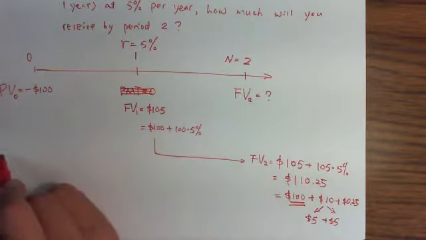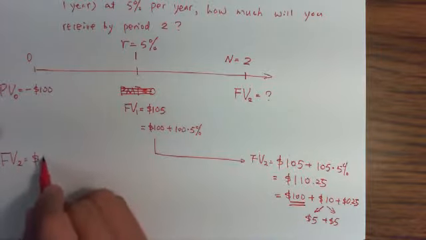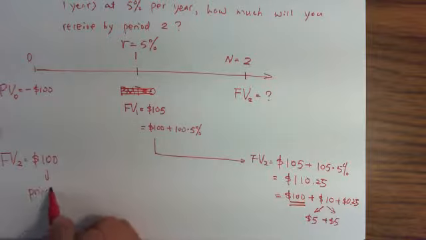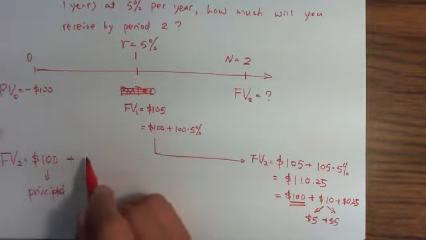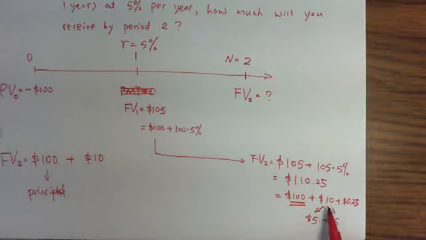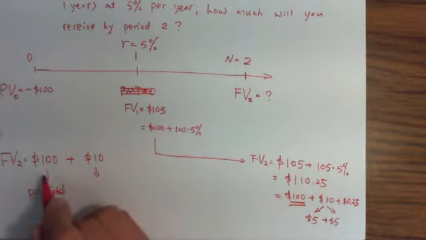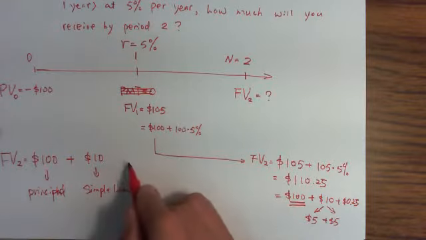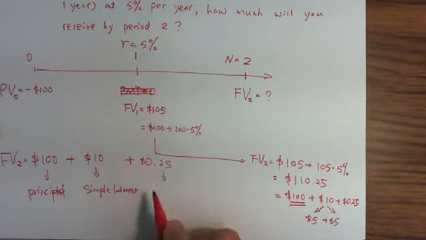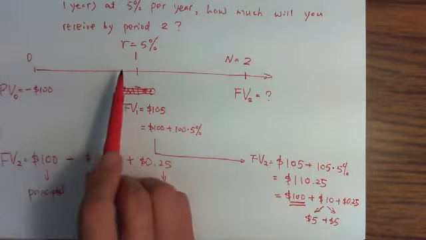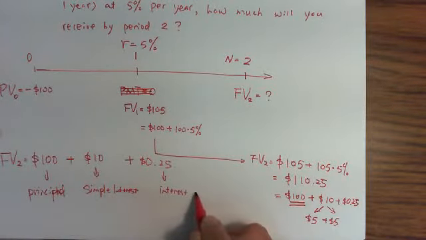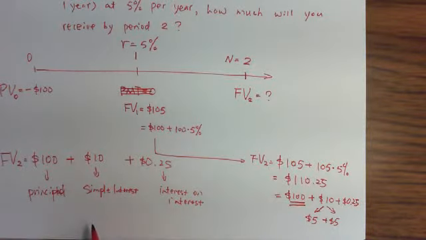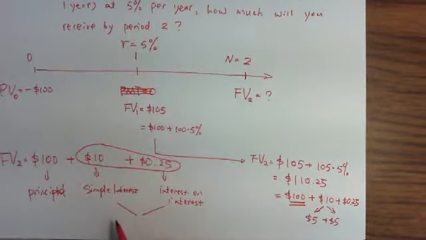Now, in summary, the future value is $100, which is the principal, plus $10. Now $10 is the sum of the two $5 bills. That is the interest generated by the principal. We call it simple interest. And then we have 25 cents, which is the interest generated by the first period's interest. So this is the interest on interest. Now, the sum of simple interest and interest on interest, in other words, the $10.25, represents the total interest. We call it compound interest.